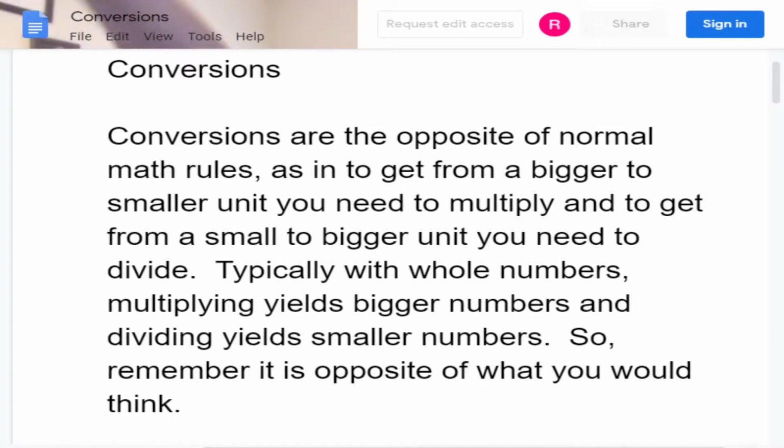All right, we are going to talk about conversions today. The first thing I want to say is conversions are the opposite of normal math rules, as in to get from a bigger to a smaller unit, you need to multiply, and to get from a smaller to a bigger unit, you need to divide. Typically, with whole numbers, multiplying yields bigger numbers, and dividing yields smaller numbers. So remember, it is the opposite of what you would think.